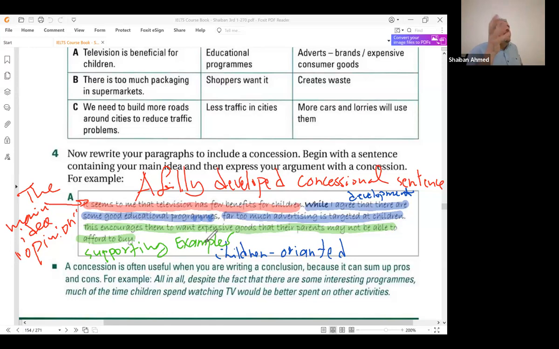Anyway, this is a fully developed idea. This is a band 9. This is the unit, the minimum unit of an idea.